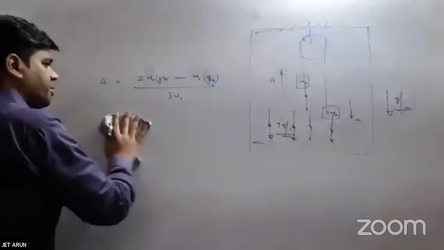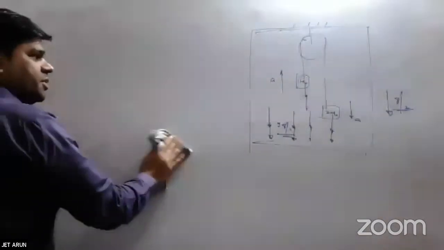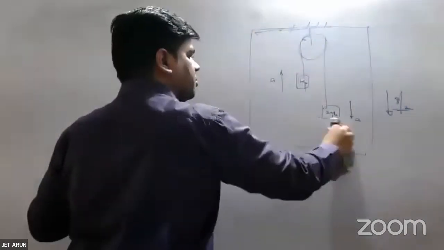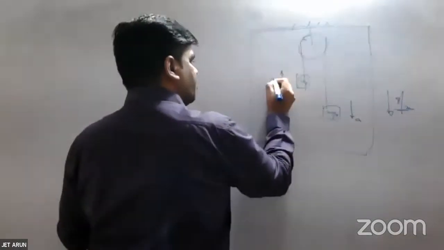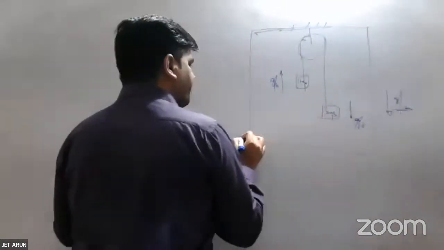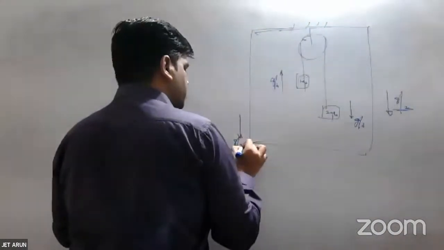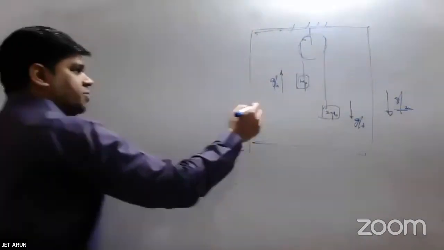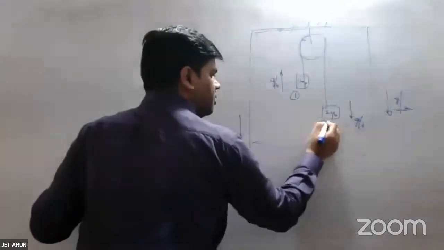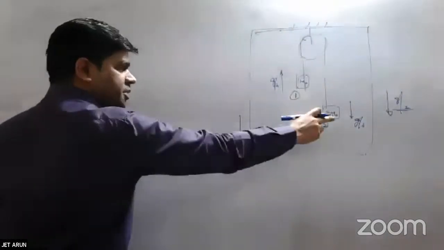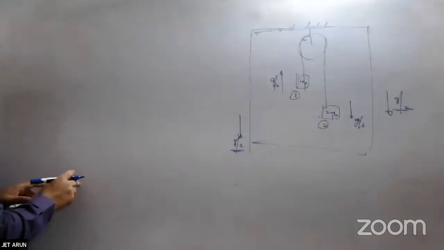Okay, now this is acceleration with respect to the lift. That is, it's going up with g by 6, coming down with g by 6 with respect to the lift, whereas lift is coming down with g by 2. So with respect to ground, acceleration of 1 would be g by 2 minus g by 6, and acceleration of 2 would be g by 2 plus g by 6 with respect to ground, right?